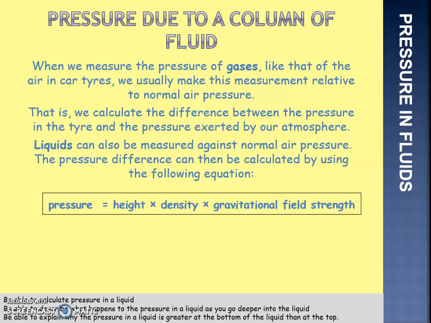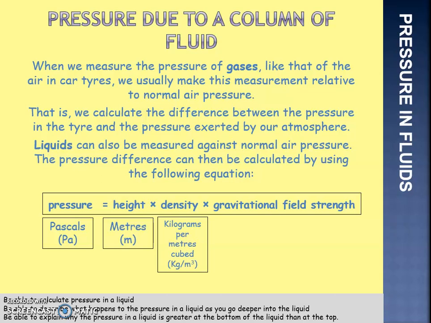Pressure equals the height times the density times the gravitational field strength. So the height of the column of liquid multiplied by the density of the liquid multiplied by the gravitational field strength. Pressure is in pascals, height is in meters, density in kilograms per meters cubed, and gravitational field strength in newtons per kilogram. Please pause the video whilst you take that equation down.